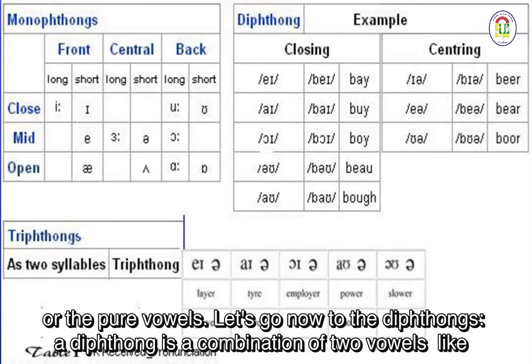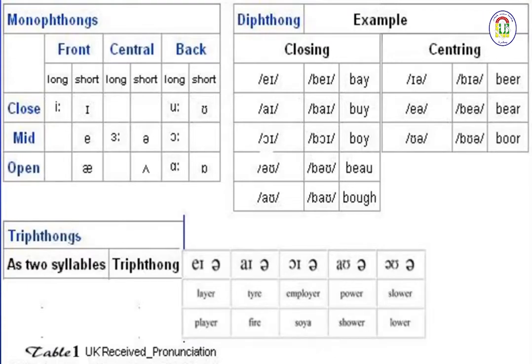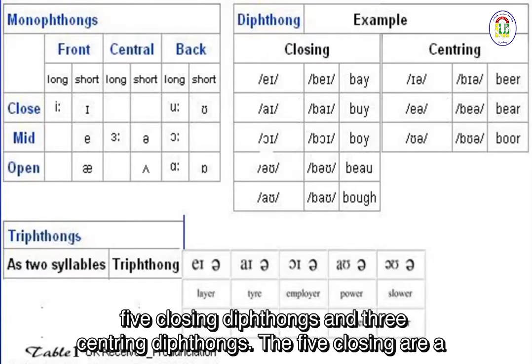A diphthong is a combination of 2 vowels, like the word diphthong. So, there is a glide or a movement from one vowel to another. We have 5 closing diphthongs and 3 centering diphthongs.